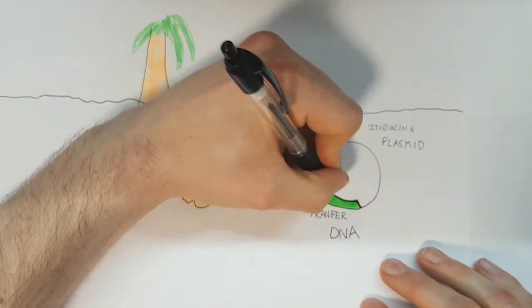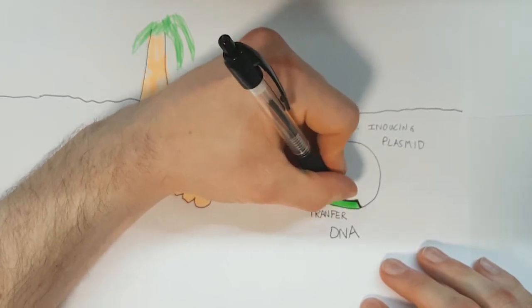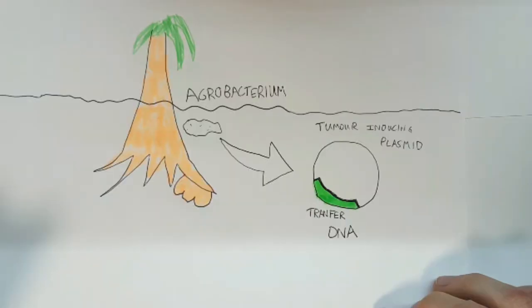Scientists can make use of these soil bacteria by removing the transfer DNA, which would normally be transferred to the plant, and replacing this with genes of their choice to be expressed within the plant.